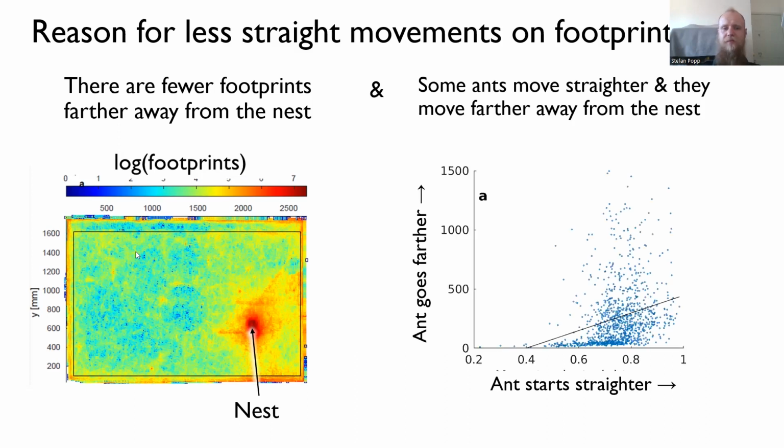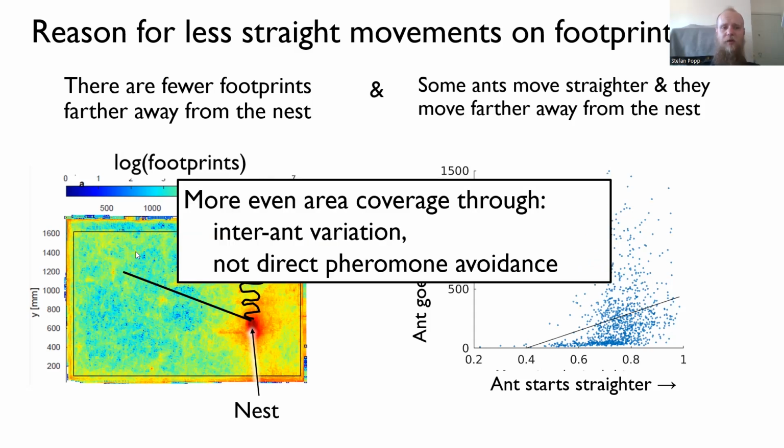And this is also the case because there's a positive correlation between the mean distance of an ant track and the straightness of it. So those 2 things together lead to a situation like this, where the more squiggly or less straight tracks are staying closer to the nest, where there are naturally also more footprints. So that means that the more even area coverage is probably driven by inter-ant variation and not by direct pheromone avoidance.